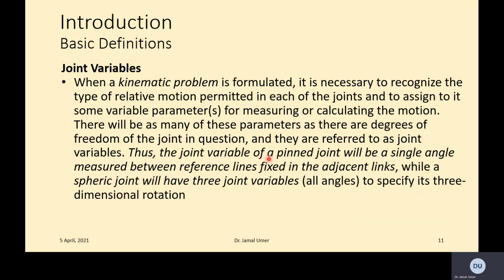So what it says is, for a pin joint, if it's connected through a pin, it will be a single angle measured, right? The one we have just discussed for the slider crank is basically a pin joint. So you just have a single angle measured from the reference line in the adjacent link. This spheric joint I will show you in a while. It has three variables, so three angles. It can rotate about the three axes basically.